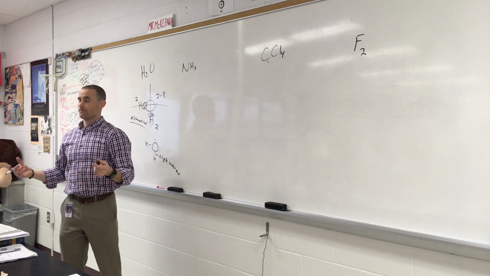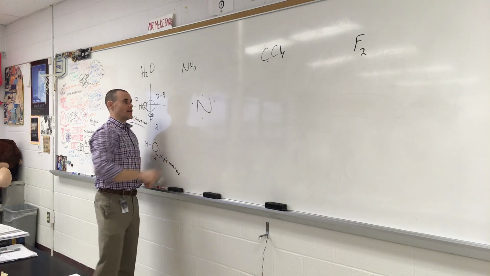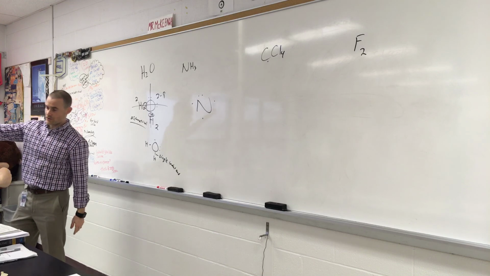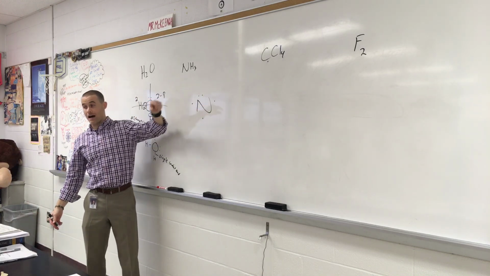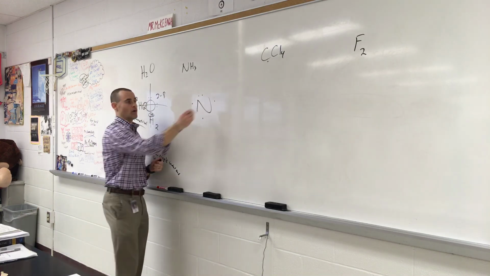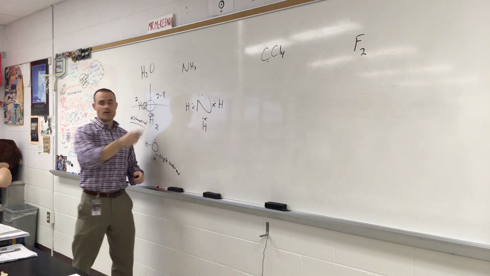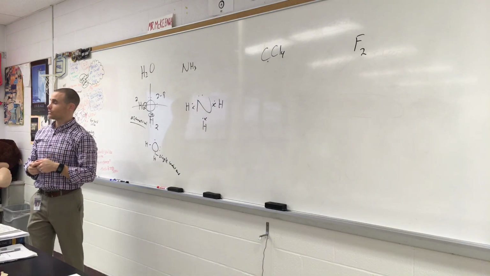5 dots. 1, 2, 3, 4, 5. I like to put my dots on top. Those 2 dots I like to put on top. You don't have to, but that's just how you're going to see it most of the time. So you have 3 dots that are not bonded. Luckily, there's 3 hydrogens. One goes here, one goes here, and one goes here. There's my dot structure for ammonia. That's it.